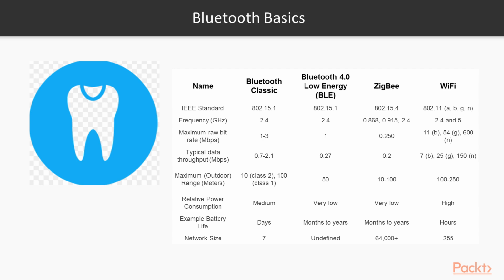So you can see the range. Maximum outdoor is 100 meters, and the range is for class 1 or class 2. But in the case of BLE, which is Bluetooth Low Energy, it is around 50 meters. For Zigbee, it's similar to Bluetooth Classic, but for Wi-Fi, you can see a whole lot more, more than 200 meters.